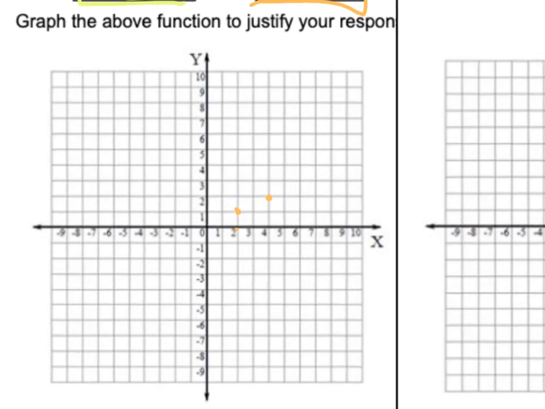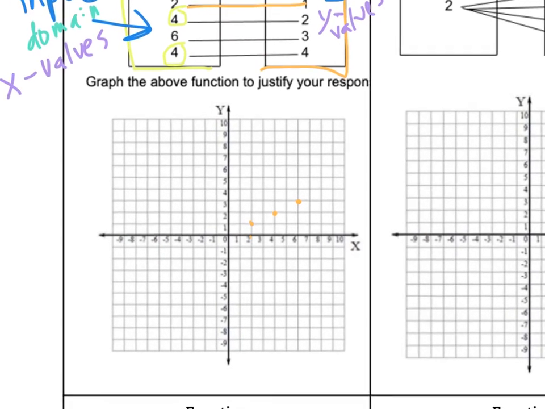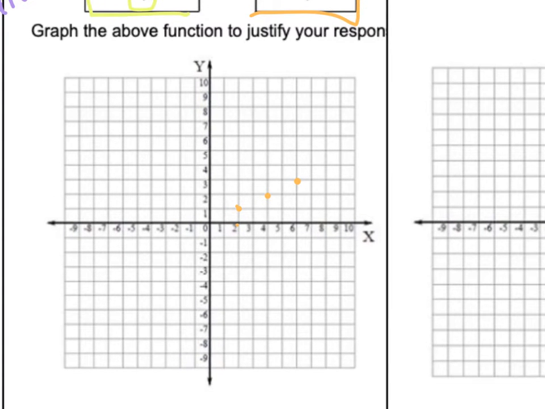Our next point is 6, 3. So over 6 and up 3. And then over 4 and up 4. Okay, so those are all of those points. So here they are. The reason this is not a function is the input of 4 has 2 outputs. If I drop a line right here, these 2 points hit my line twice, and we'll get to that. It's called the vertical line test.